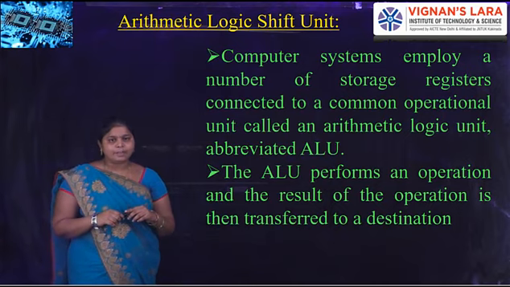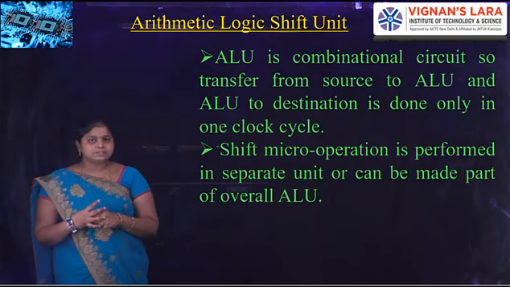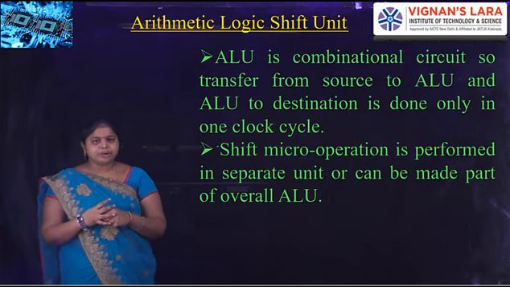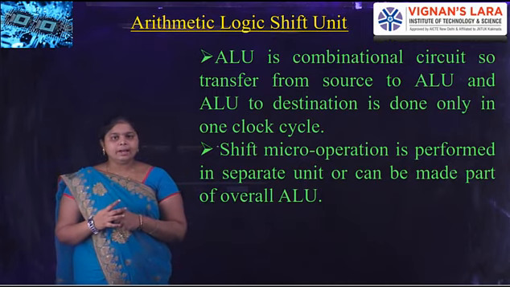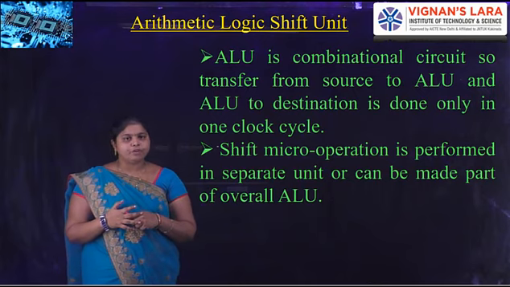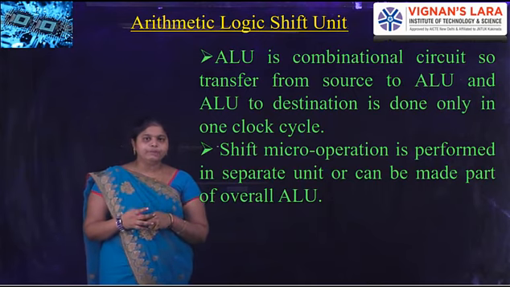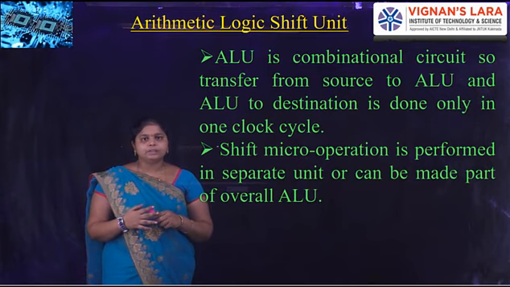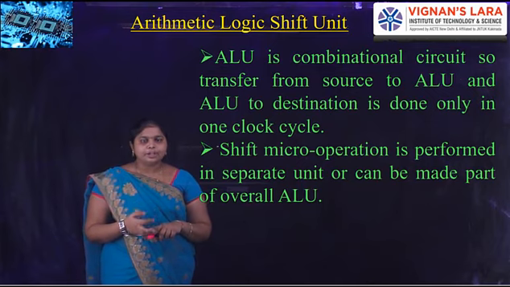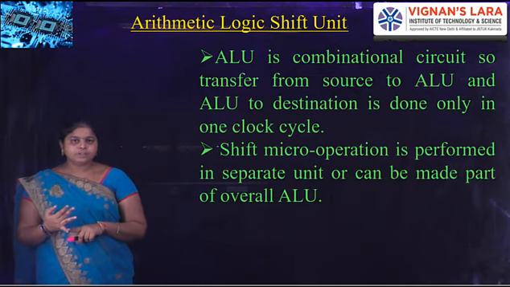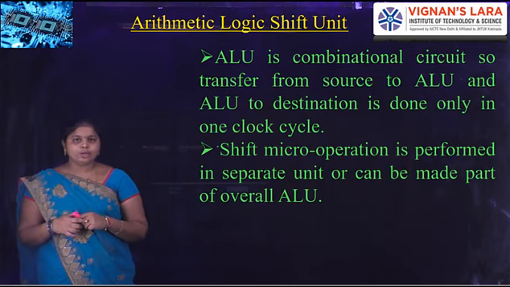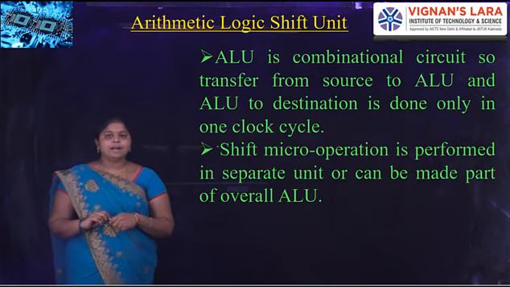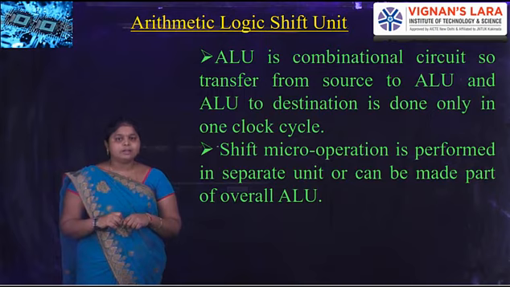The ALU is a combinational circuit that transfers information from source to destination. Arithmetic, logical and shift micro operations are performed by using this arithmetic logic shift unit. We already saw arithmetic, logical and shift hardware implementations in early classes. Now we combine those three operations in a single unit, known as the arithmetic logic shift unit. Let us see the example and hardware implementation.